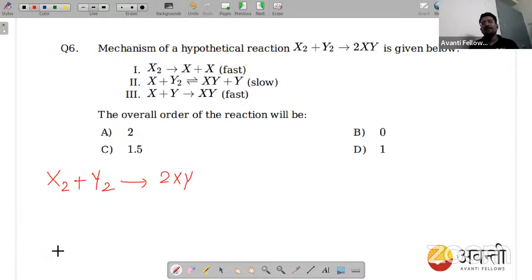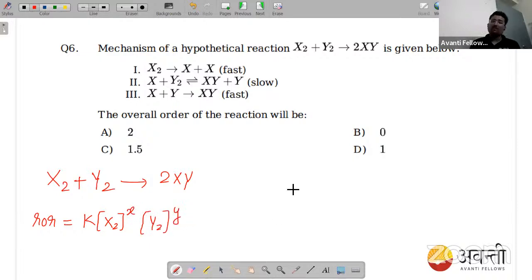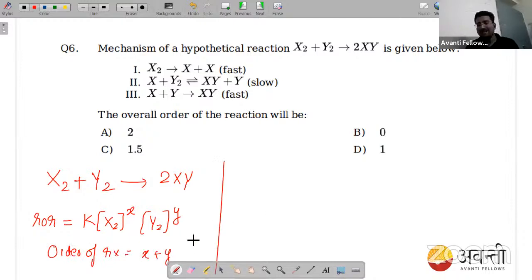Now write the rate expression for this reaction. So we all know that rate of reaction equals K [X2] to the power x times [Y2] to the power y, because we don't know whether this is an elementary or complex reaction, so we have to take the exponents as x and y. Now we have to calculate the order of reaction. That means the order of reaction here is x plus y. Now first we have to calculate the value of this x plus y.